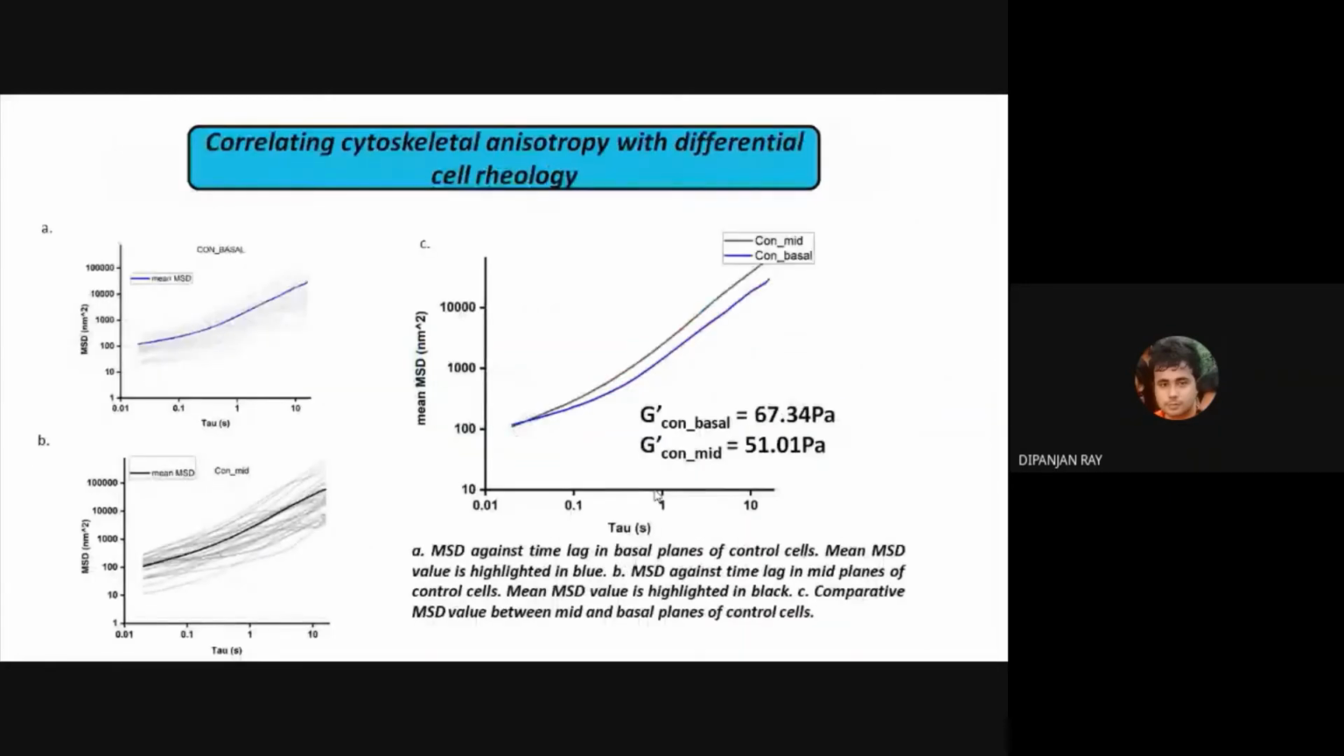So let us begin with the control cells. I have measured the rheology in control cells both in the basal plane and in the mid plane, and after analyzing the results, it can be observed that the mid plane has a higher MSD value compared to the basal plane, and higher MSD value means that this plane is softer. So we can say that the mid plane has less elasticity than the basal plane, or in simple words, the mid plane is softer than the basal plane in the control group of cells.